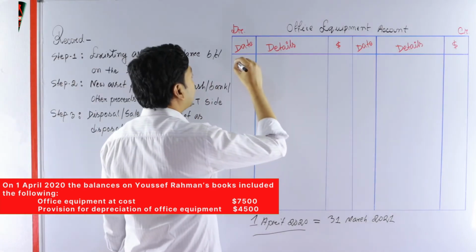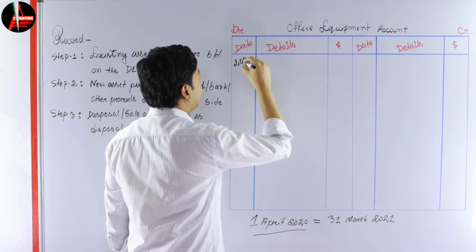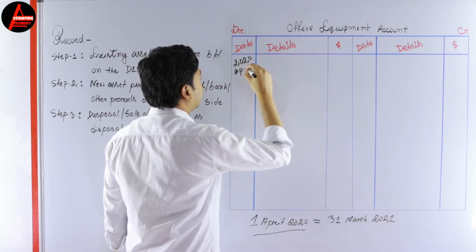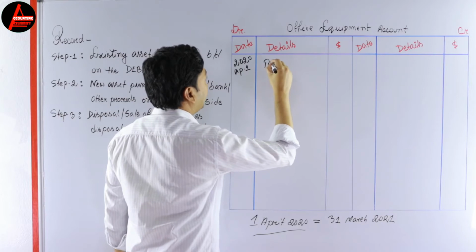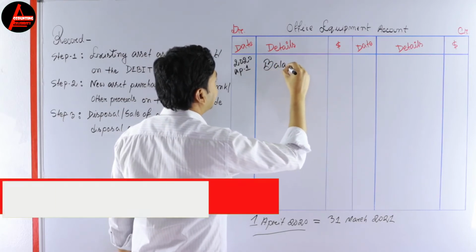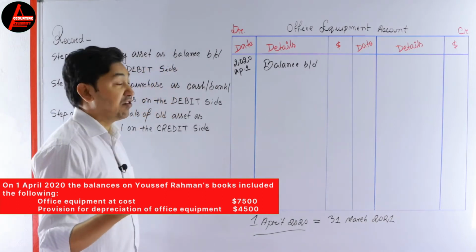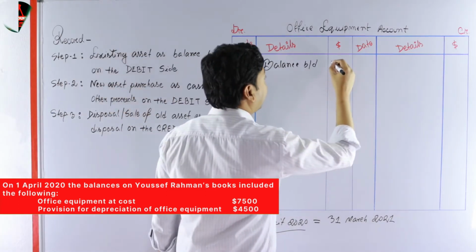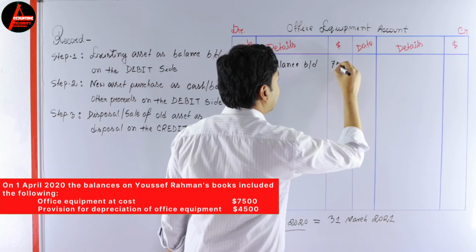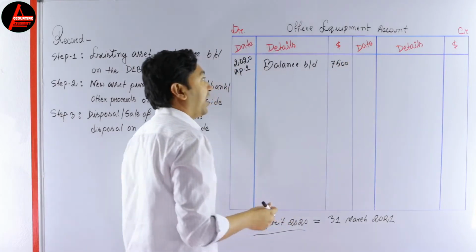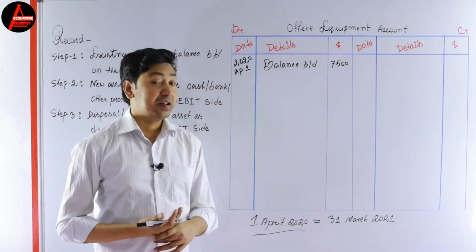So let us write here 2020, April 1st. We will write here balance b/d, and in the question the value is given, $7,500. Very good.